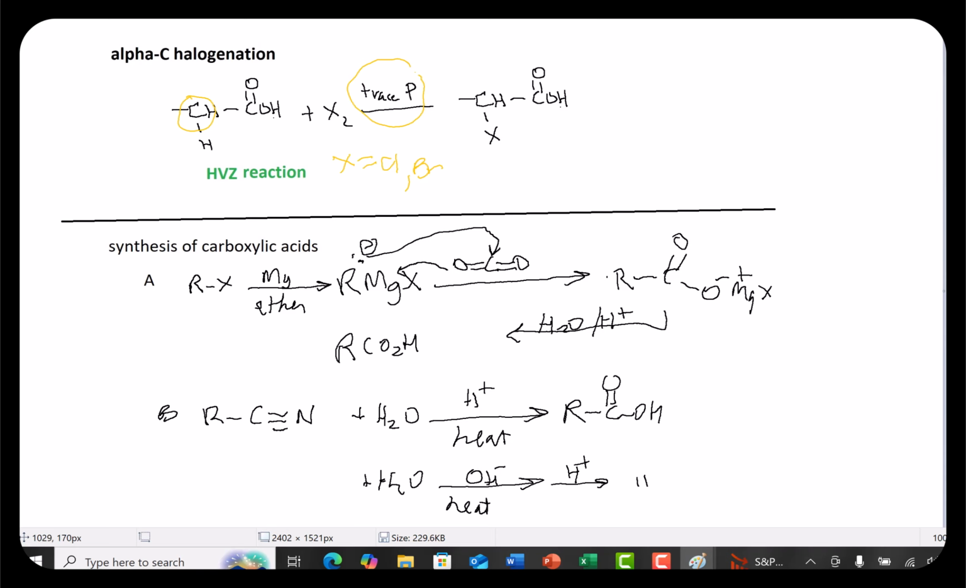Carboxylic acids can certainly be made by oxidation of alcohol or aldehyde, and that we've seen in previous chapters. The two reactions I show here you're seeing for the first time in your study, and let me talk about each of these. The first one is converting a haloalkane to an organometallic, either an organomagnesium, a Grignard reagent, or you could convert it to an organolithium.